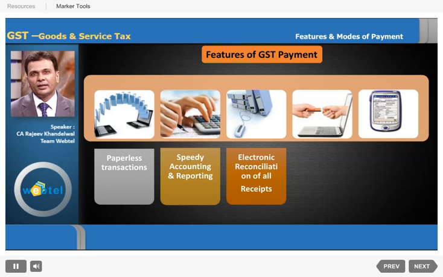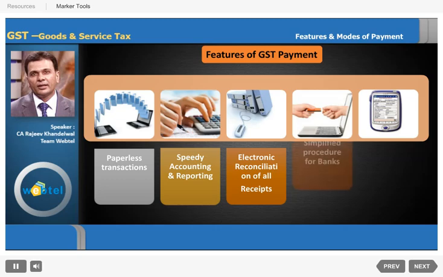Because under GST, payments will be made for central taxes, for state taxes. So that is why the reconciliation will be very important, because in service tax we just had one tax, and that belonged to the central government. But now we are talking about GST, in which CGST will be there, IGST will be there, and the state government's SGST will be there. So a proper reconciliation is also very important.